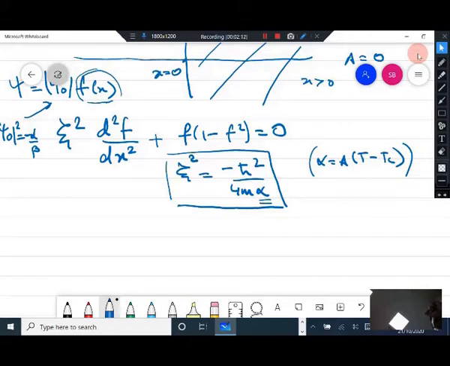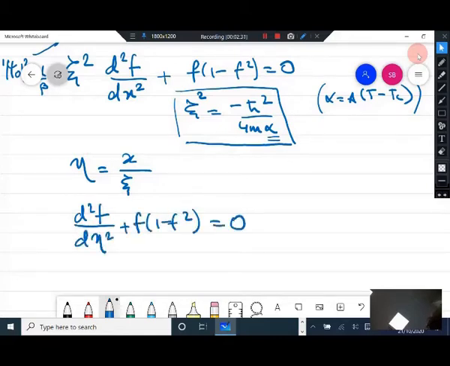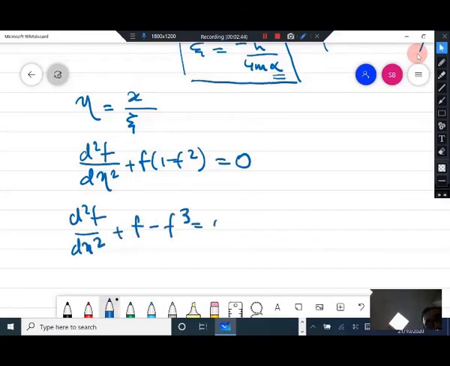units of length square, actually, so you can non-dimensionalize the above differential equation by considering this parameter eta, which is x by xi, and then you will have a non-dimensional differential equation: d square f by d eta square plus f into 1 minus f square is equal to 0, that is, d square f by d eta square plus f minus f cube is equal to 0.